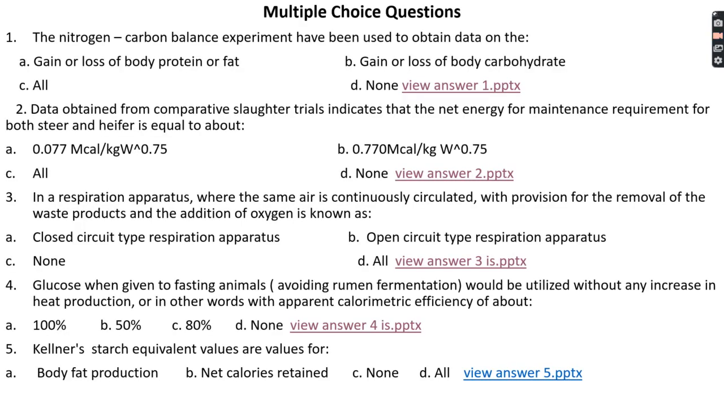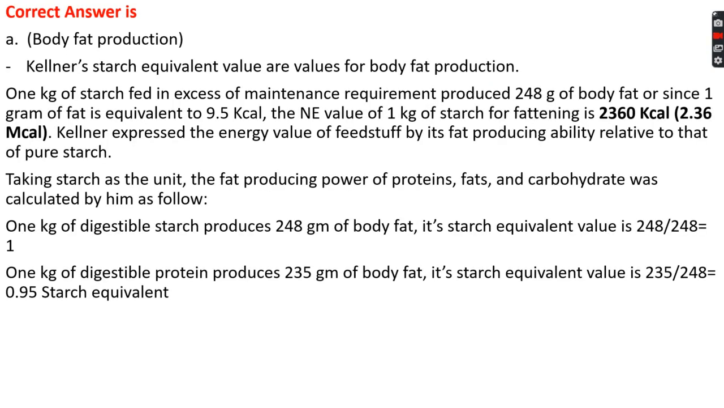Okay, question number 5. Kellner starch equivalent values are values for option A, body fat production, option B, net calorie return, option C, none, option D, all. The right answer is option A, that is body fat production. Actually, Kellner's starch equivalent values are values for body fat production.